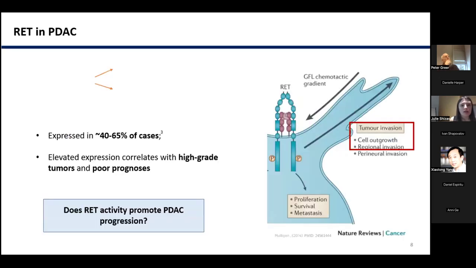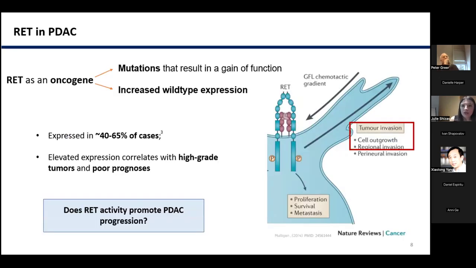Specifically, RET can act as an oncogene when there are mutations that result in gain of function. So this happens quite often in certain types of thyroid cancers, as well as some non-small cell lung cancers. But then there's also the fact that RET can act as an oncoprotein when it's just simply increased wild type expression, so more of the receptor on the surface of the cell.